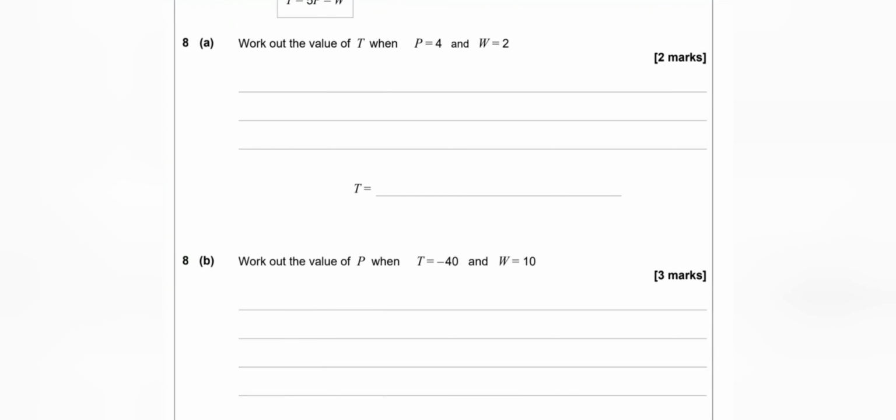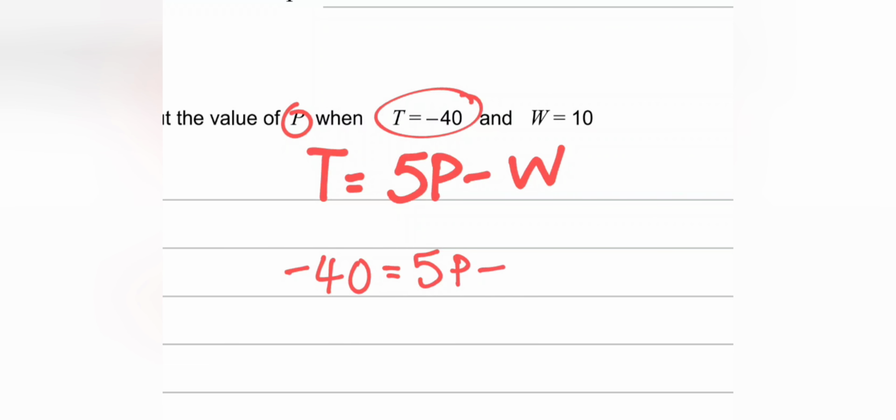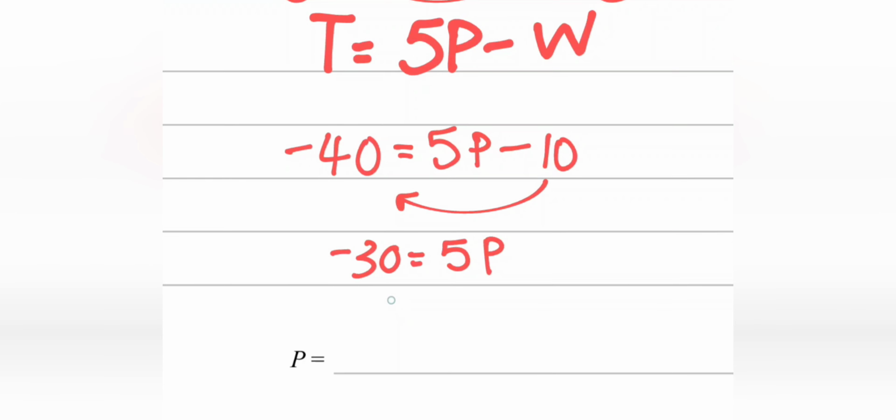Next one. We need to make sure it says the same. So let's just copy it down. T equals 5P minus W. So this time we're given T, which is on the left-hand side of the equals sign. And we don't know what P is, so we leave it as P. And then we take away the W. And then we need to move the minus 10 over to the other side. So we're adding 10. So it becomes minus 30 equals 5P. And now you need to divide by 5 on both sides, giving minus 6.